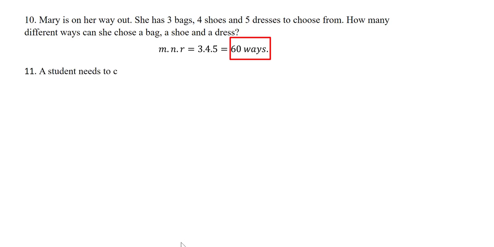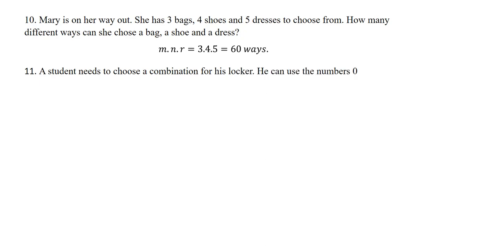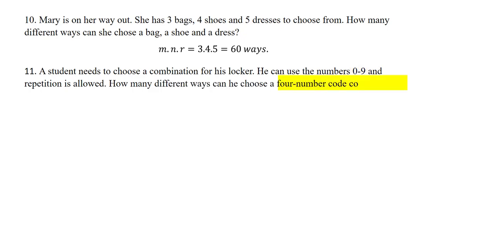The next problem says a student needs to choose a combination for his locker. He can use the numbers 0 to 9 and repetition is allowed. How many different ways can he choose a 4-number code combination? Every time he chooses a digit, he has 10 options, 0 to 9, and he can repeat. So he wants 4. So that means that it would be 10 times 10 times 10 times 10. So this will be the total number of ways he can choose a 4-number code combination.